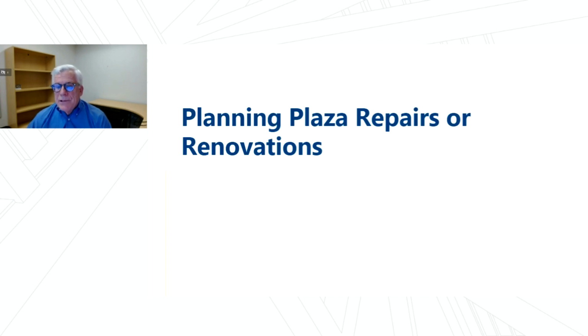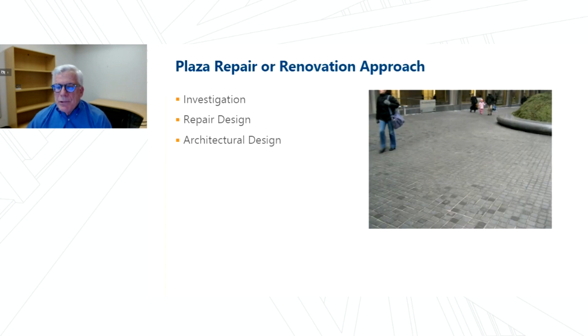So how do you plan for these repairs and renovations? In order to try and predict what you're going to get into and plan properly, usually you want to do a fairly thorough investigation. The repair design should take all these into account, and then the architectural design. And each one of these things is in interplay with the other. The repair design will have to rely on the investigation for its data and how you're going to plan for it.